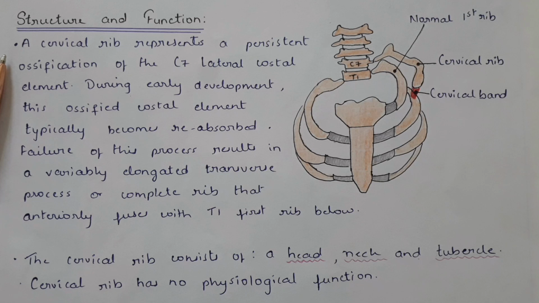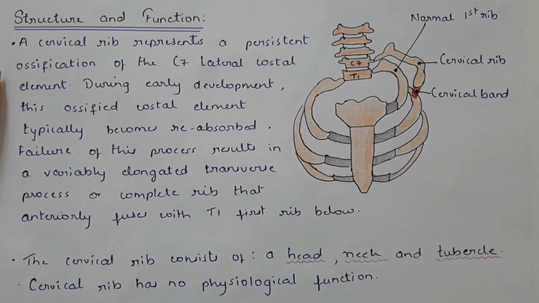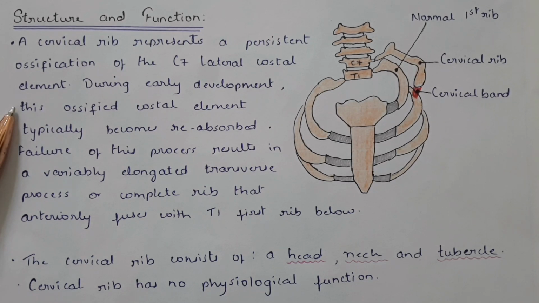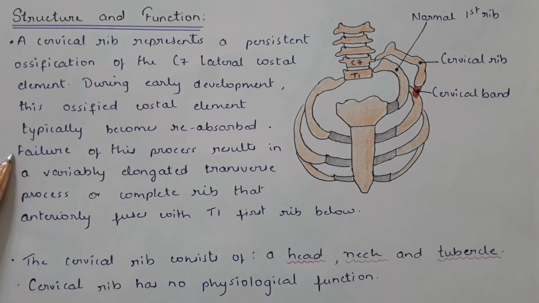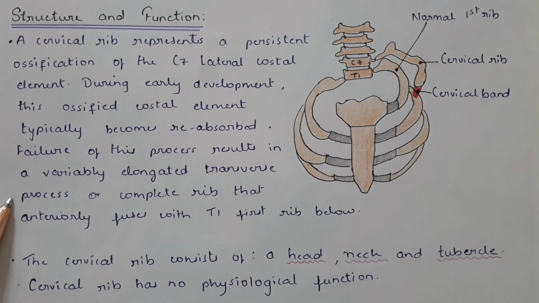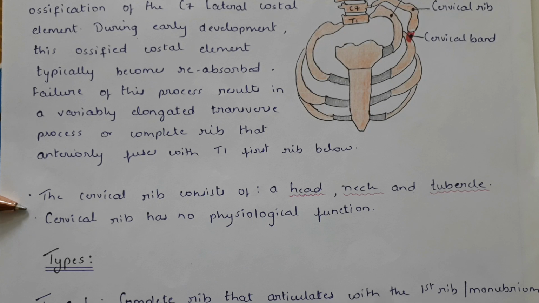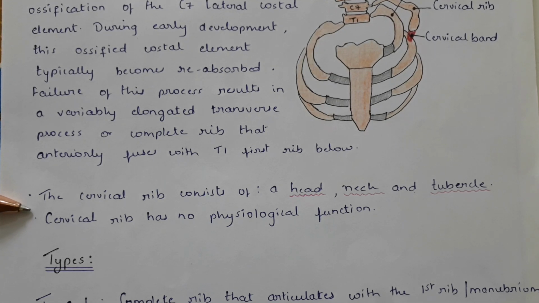Structure and function. A cervical rib represents a persistent ossification of the C7 lateral costal element. During early development, this ossified costal element typically becomes reabsorbed. Failure of this process results in a variably elongated transverse process or a complete rib that anteriorly fuses with the T1 first rib below. The cervical rib consists of a head, neck, and a tubercle. The cervical rib has no physiological function.